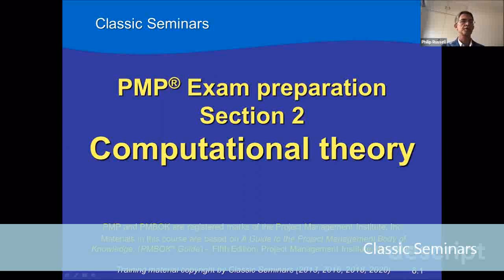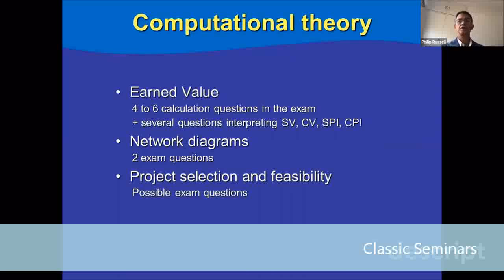At most 6 questions. So this section comprises earned value, network diagrams, and project selection and feasibility. We've got various numbers of questions here. Please ignore this slide. As I say, you can basically chop each of these numbers in half. So between 2 to 3 calculation questions that are earned value, 1 network diagram, and possibly 1 on project selection or feasibility. It's more or less half of these values now. These numbers that we have here are numbers that applied literally last year, so they have been chopped in half, more or less.